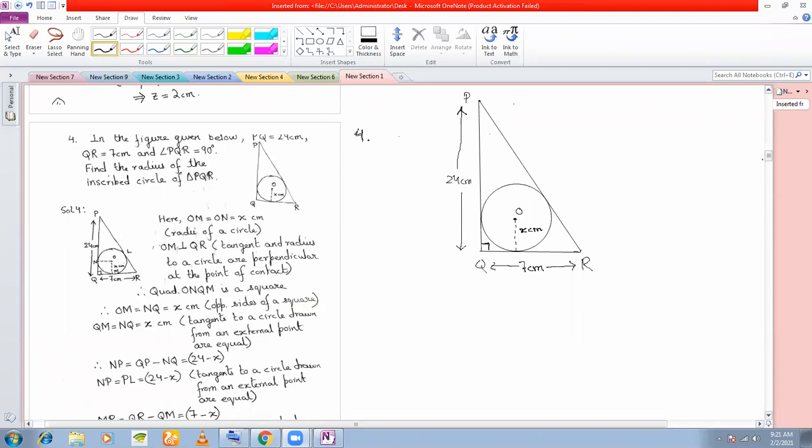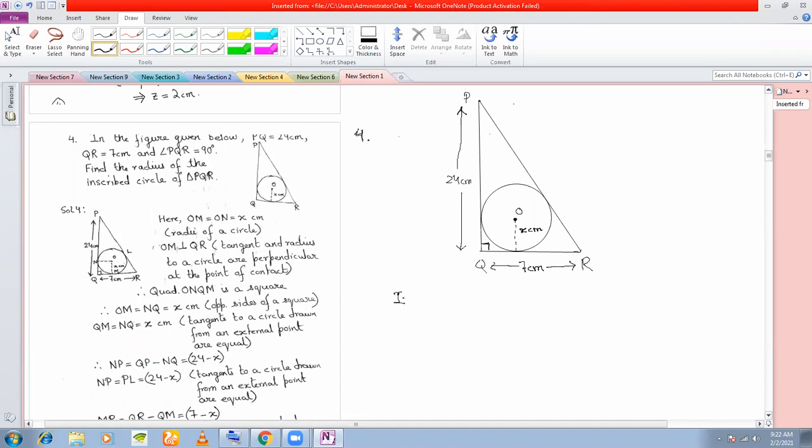The question here is to find the radius of the inscribed circle. That means you have to find out the value of x. Okay. So how to find out the value of x? First of all, I see that this is a right angle triangle with the perpendicular and base given. Only the hypotenuse is unknown. So what I'll do is I'll find out the hypotenuse first because we'll need the hypotenuse.